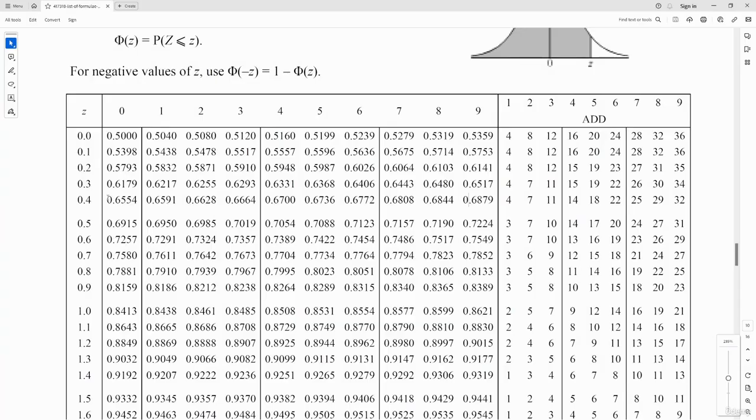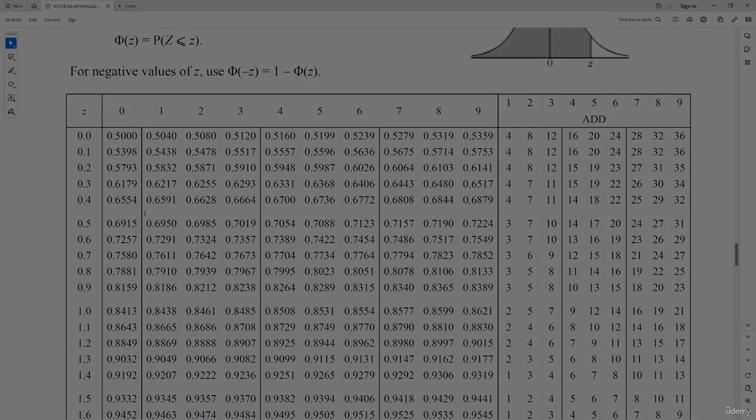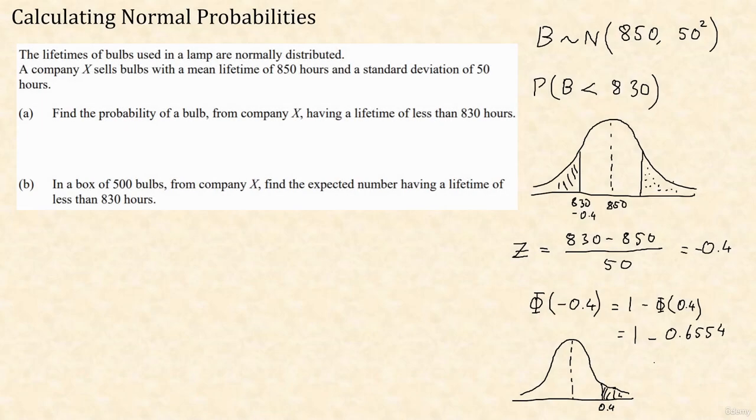And we can get this from the tables in the following way. 0.4, nice easy one to find, it's just there. So 0.6554. And I get my answer as 0.3446. So there's the answer.